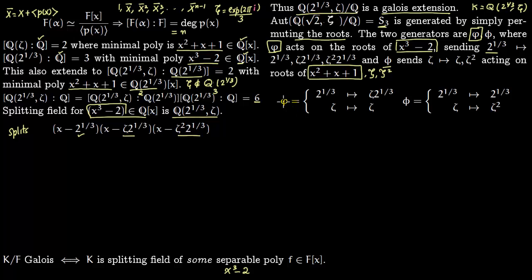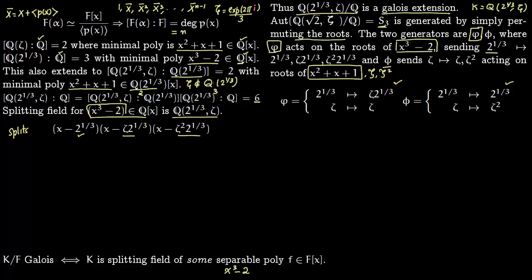More precisely, let us consider varphi as: 2^(1/3) is sent to zeta 2^(1/3), and zeta is sent to zeta. And phi sends 2^(1/3) to 2^(1/3), so it doesn't touch this. Obviously it cannot touch this because 2^(1/3) is not a root of the other polynomial, where zeta is sent to zeta square. So we have taken non-trivial permutations here and here.